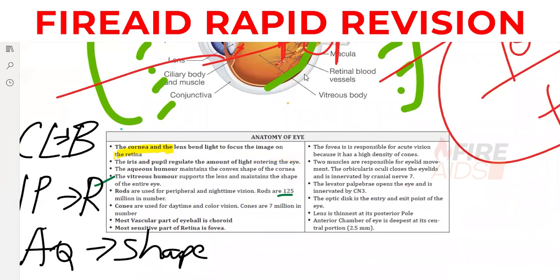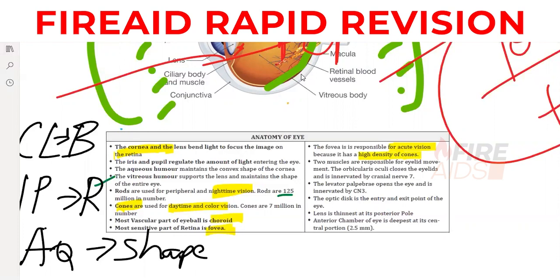Okay, next is rods. Rods are for nighttime vision. We have 125 million rods. Cones are for daytime and color vision. So rods for night vision, cones for color vision. Cones are 7 million in number. The most vascular part of the eyeball is the choroid. The most sensitive part of the retina is the fovea. Surrounding the fovea is called the macula. Fovea is responsible for acute vision because it has a high density of cones.